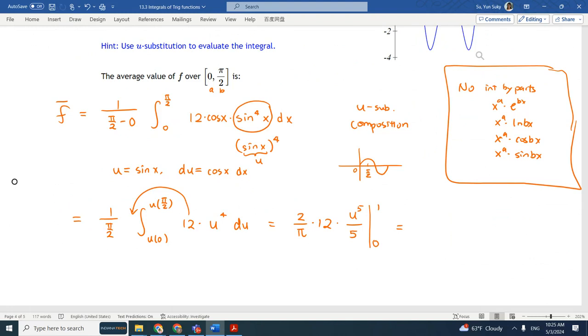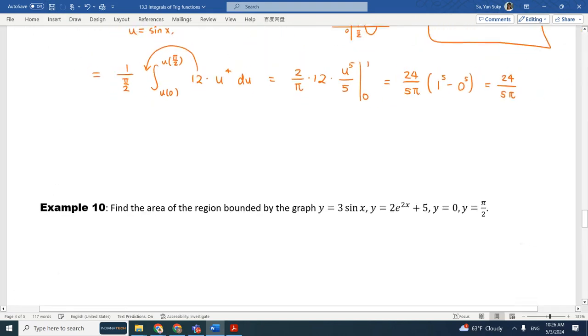Let's move our numbers together. 2 times 12. Yes, so 24 upstairs and 5 pi downstairs, right? And then we plug in u, which is 1. So 1 to the 5th minus, plug in 0, 0 to the 5th. Right? 1 to the 5th is 1, 0 to the 5th is 0. So we just get 24 over 5 pi. So this is the answer. Average value. Very nice. It's a review of average value. And just now, your function might involve trig function. Okay, good. Let's keep going.